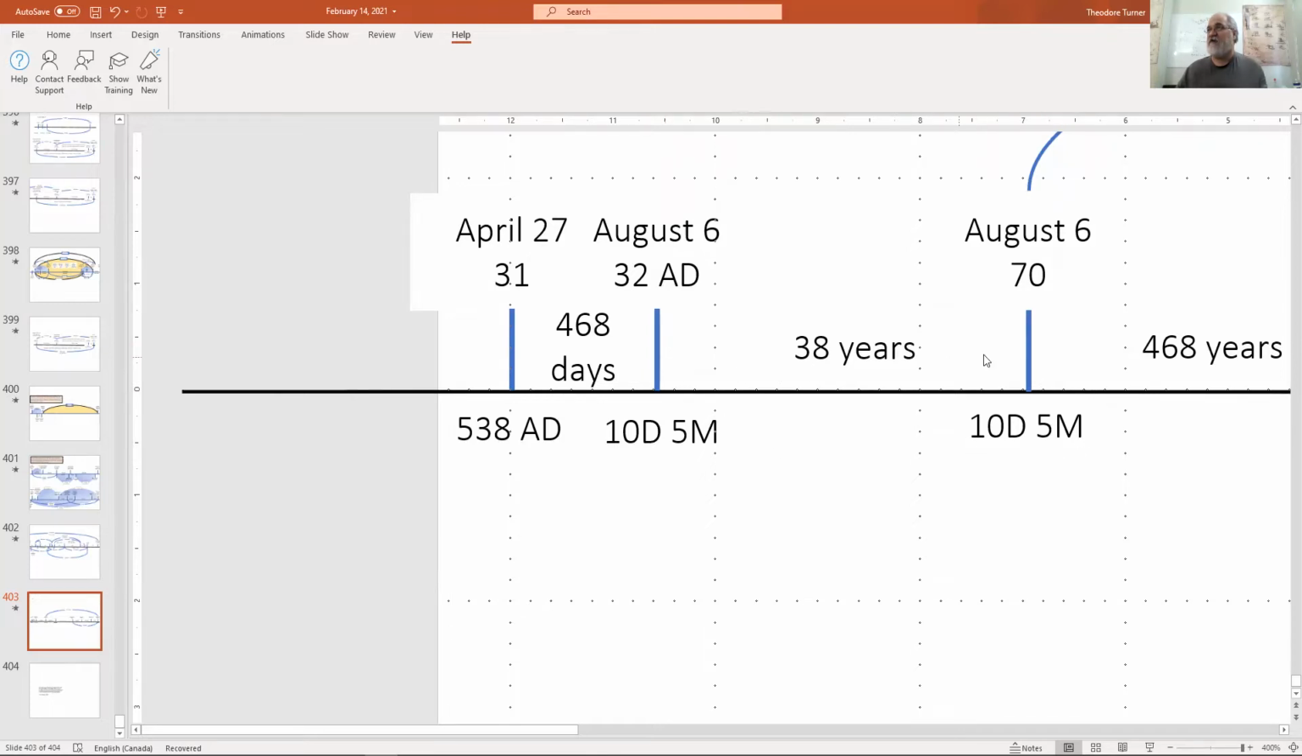Now this period of time here, 38 years, what is 38 years? Why is the 10th day of the 5th month and August 6, 32 AD, why does it line up with August 6, 70 AD as also the 10th day of the 5th month? Does anybody know the reason? What's the significance of 38 years? It's a period of 2 Metonic cycles.